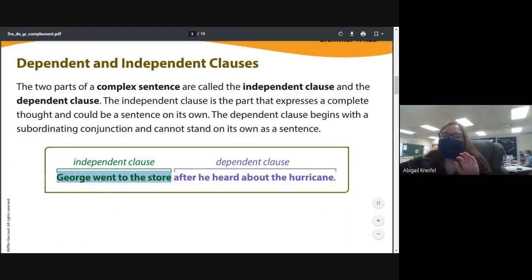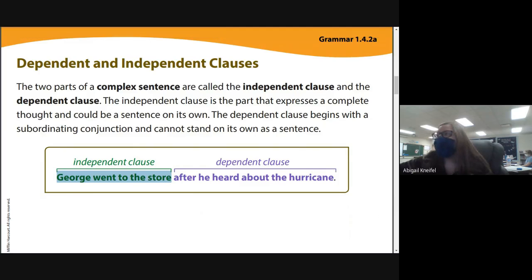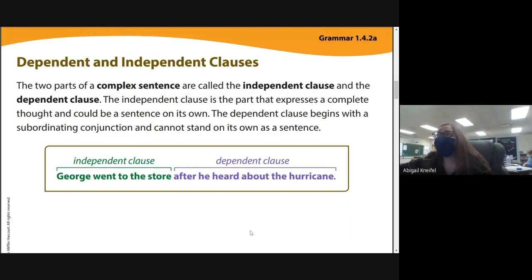Oh, wait, I need to scroll down. The adult part is the sentence that could be all on its own. Like George went to the store. Guess what? That makes perfect sense by itself. That could be a sentence all on its own. After he heard about the hurricanes. Well, what about after he heard about the hurricanes? That part is dependent on the other part. Okay, so that is what we learned yesterday.